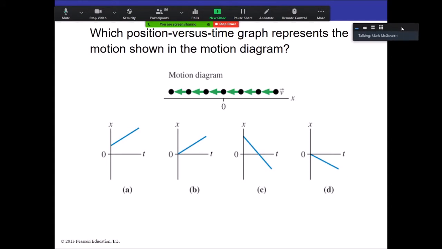So I have a lot of questions for you today. In the chat, go ahead and put what position versus time graph you think works with this motion diagram. You want to pay attention to whether position is positive or negative. You want to pay attention to whether velocity is positive or negative, and then see how that's represented on the graph.